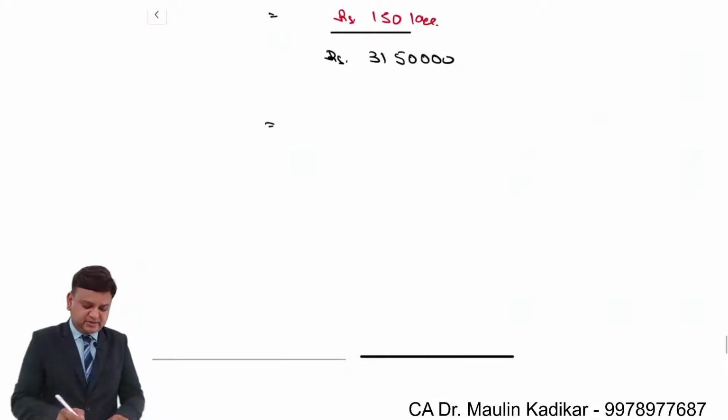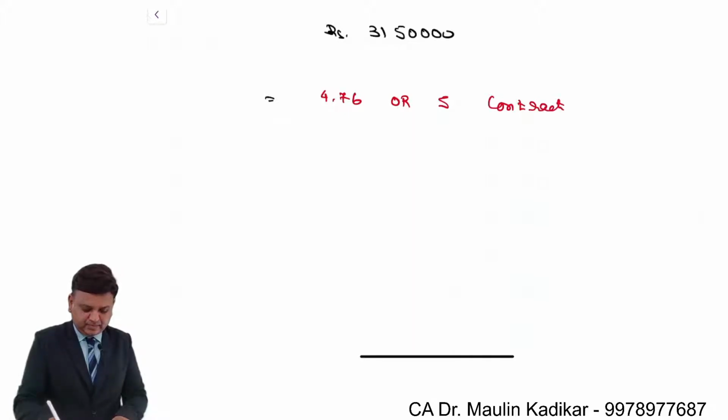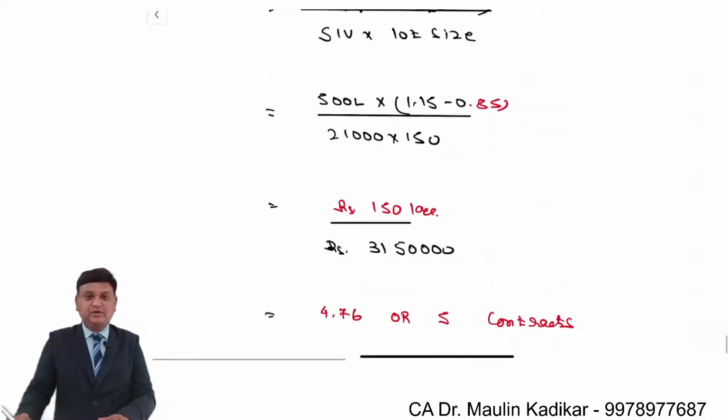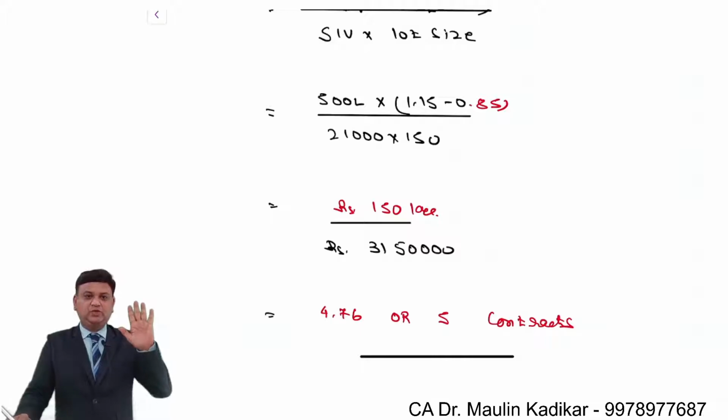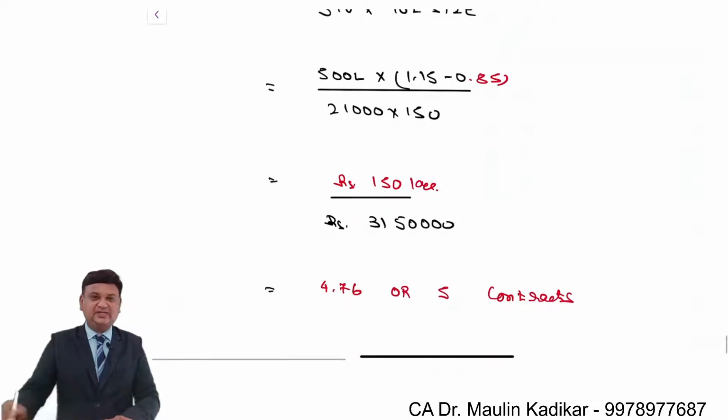That comes to 4.76, or we can say 5 contracts, because the fraction number of contracts cannot be entered upon. So you will enter into the 5 contracts for the purpose of hedging. That is what we understand.